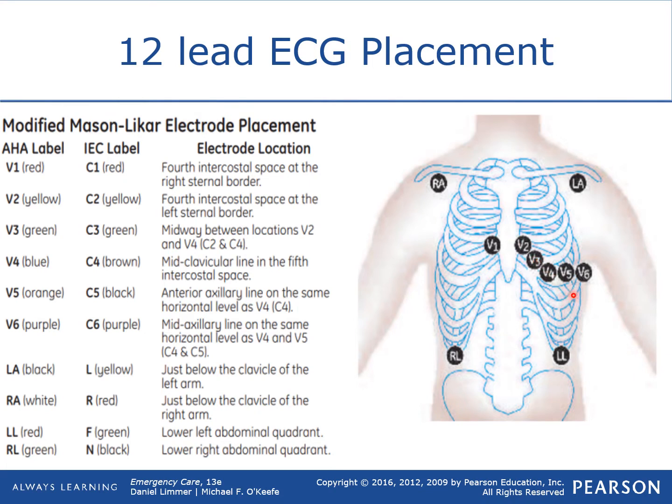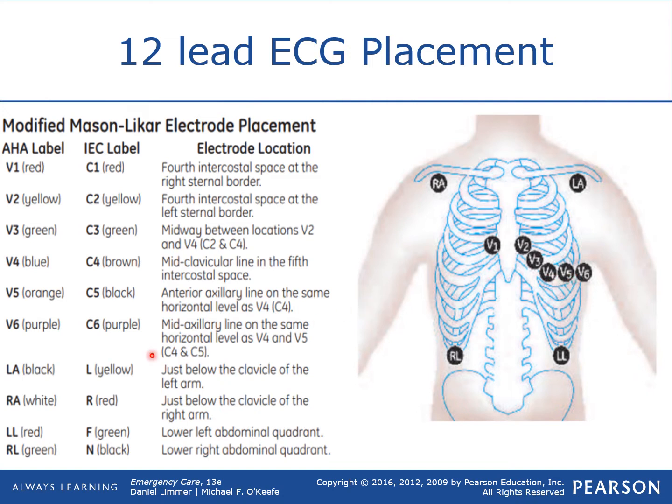We then skip to V5. V5 is your anterior axillary line on the same horizontal level as V4, which is your fifth intercostal space. So your anterior axillary line is where your arm meets your torso. So where this is pressed against the torso, that is where V5 goes. That's your axillary line. Again, same horizontal level as V4.